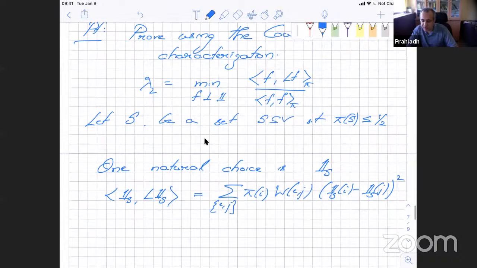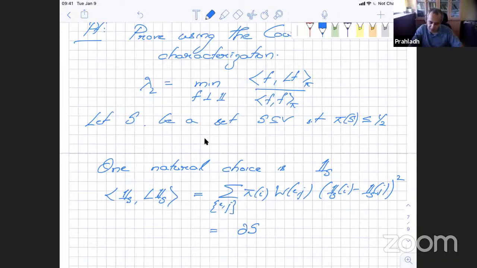And at that time, what does it contribute? It exactly contributes the size of the cut. This is exactly dou of S, the sum over all edges in the cut. Every edge in the cut is contributed with its weight, which is pi i times wij. So this is great. This is in fact the numerator, the conductance numerator.